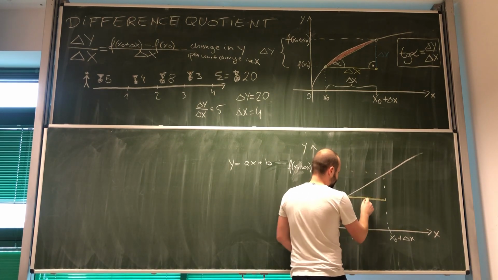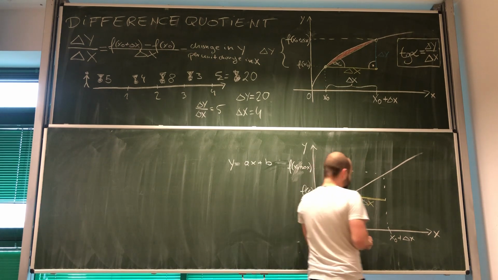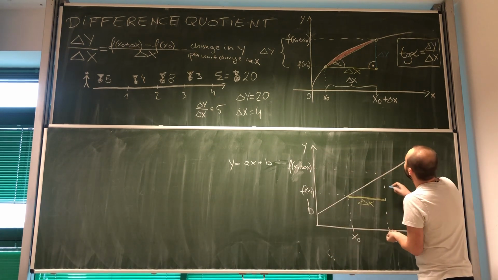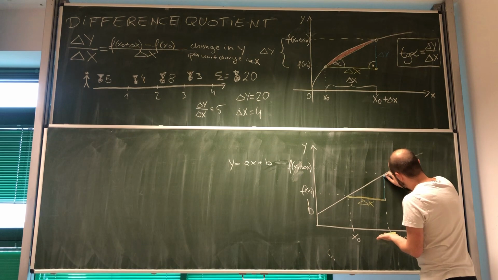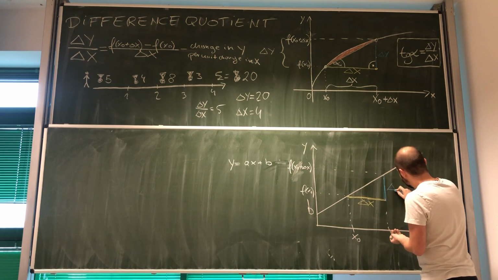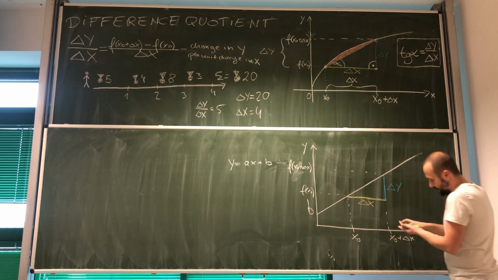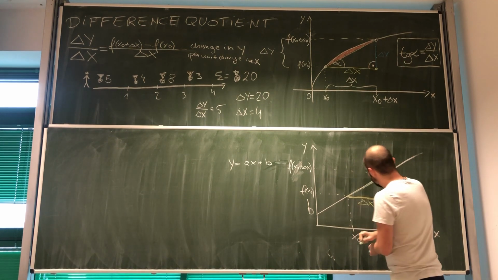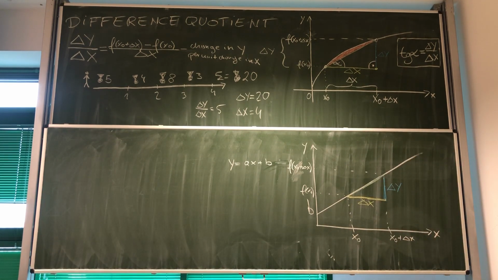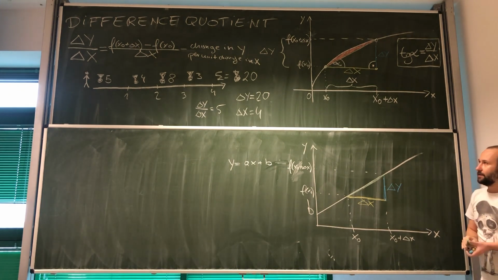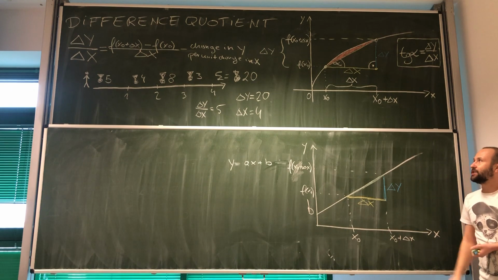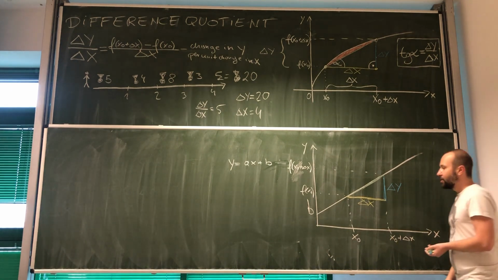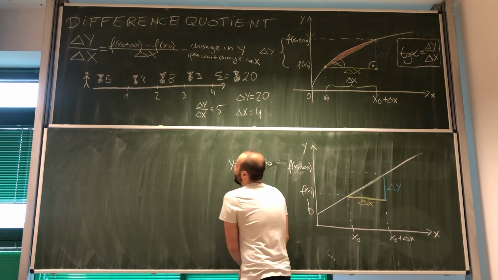So this is the adjacent, so delta x. Here is the opposite, so delta y. And here is the hypotenuse that is giving our approximation. And look, now the two lines are coinciding, so the approximation is perfect. But look, this is very rarely a case.